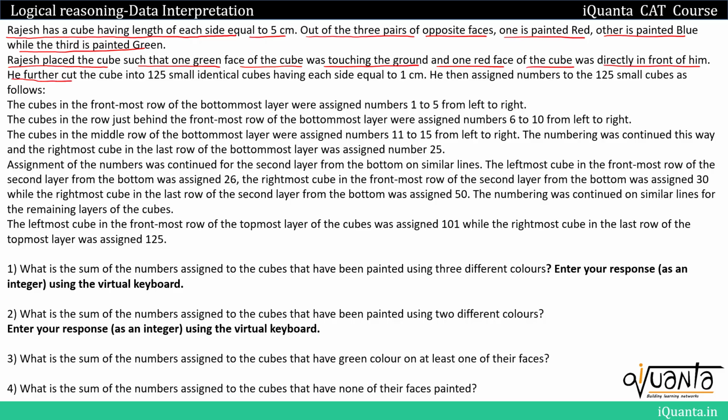He further cut the cube into 125 smaller identical cubes having each side equal to 1 cm. He then assigned numbers to the 125 small cubes as follows.